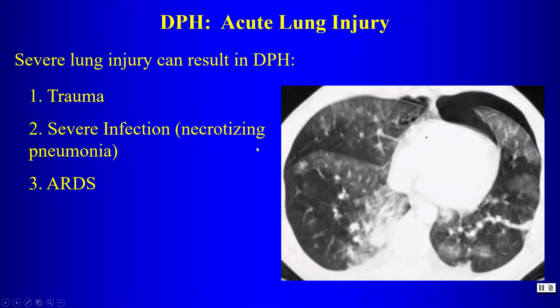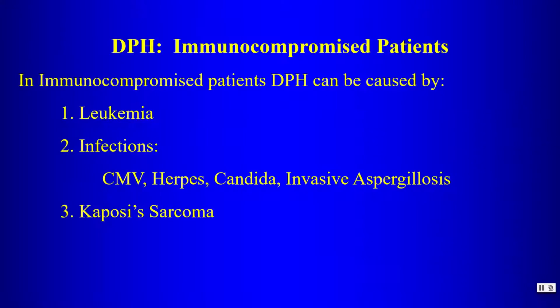Of course, lung injury can also give you pulmonary hemorrhage. We can see it with trauma and contusions. This patient has a pneumothorax here. Severe infections from necrotizing pneumonias and ARDS also. And in immunocompromised patients, diffuse pulmonary hemorrhage might be caused by leukemia, infections, and Kaposi's. Usually these are terminal events when they occur.